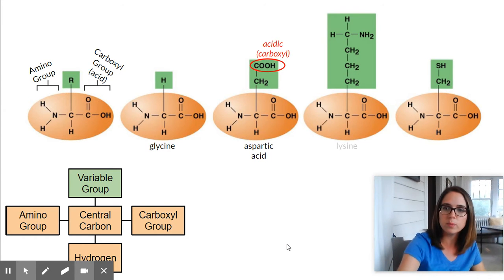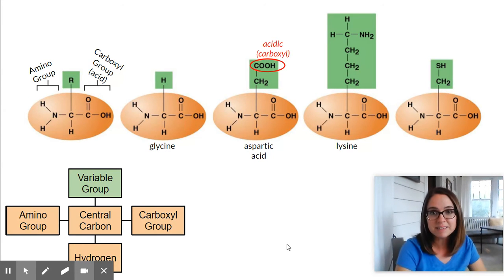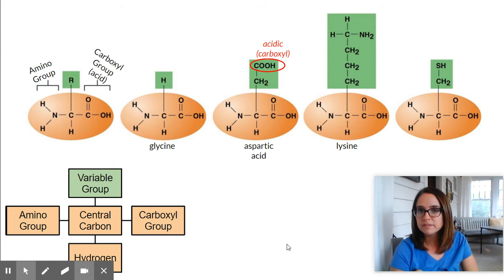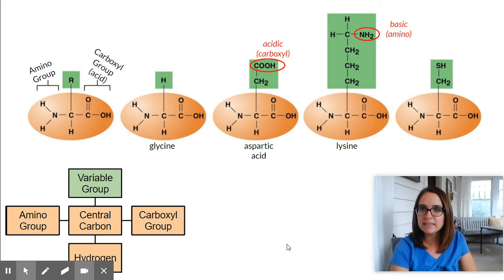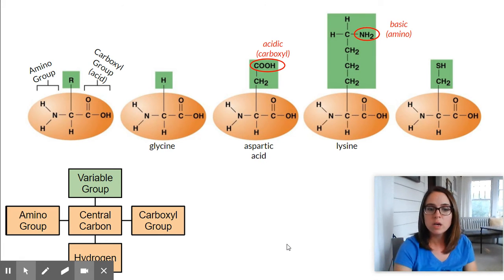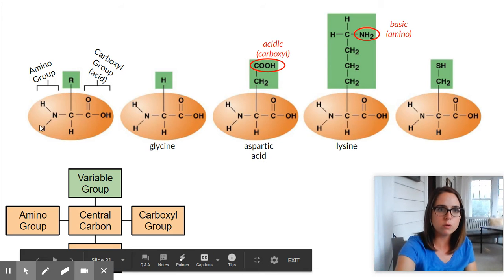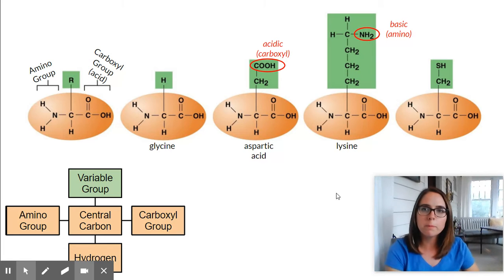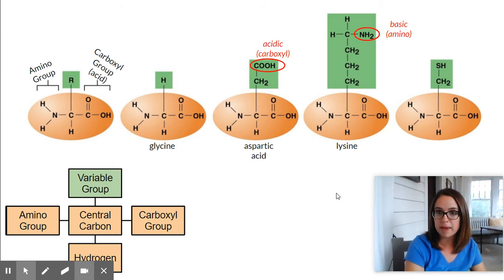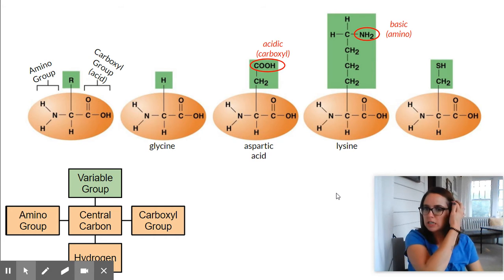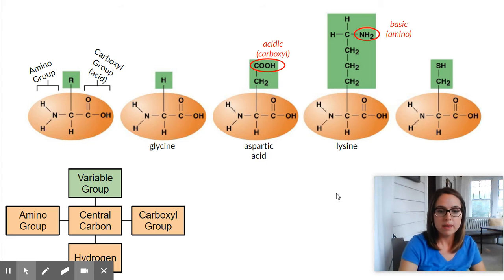Now, the next one we have is lysine. And lysine has this long chain of carbon surrounded by hydrogen, but attached to it on the end is this NH2, which should look familiar from over here. That is the amino group. And I didn't mention this before, but the amino group, the functional group, acts kind of like a base, meaning that it accepts hydrogens, whereas the carboxyl group tends to give them up.